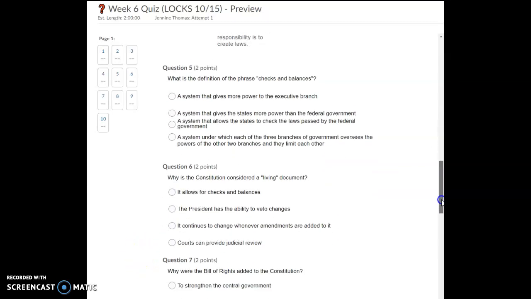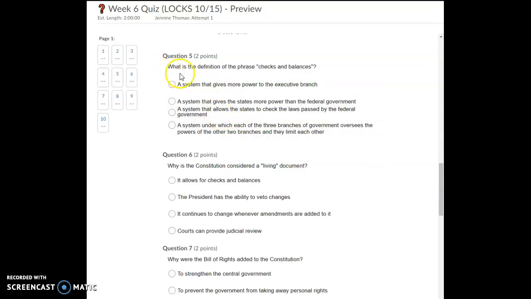All right. Question number 5. What is the definition of the phrase checks and balances? A system that gives more power to the executive branch? A system that gives the states more power than the federal government? A system that allows states to check the laws passed by the federal government? A system under which each of the 3 branches of government oversees the powers of the other 2 branches, and they limit each other.